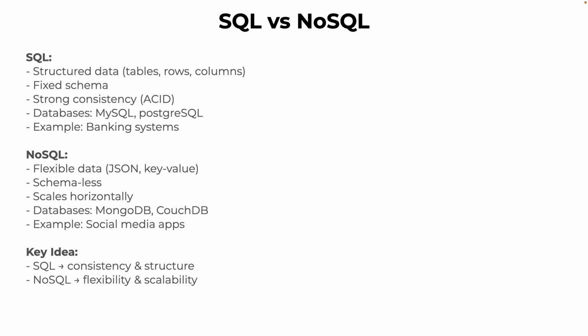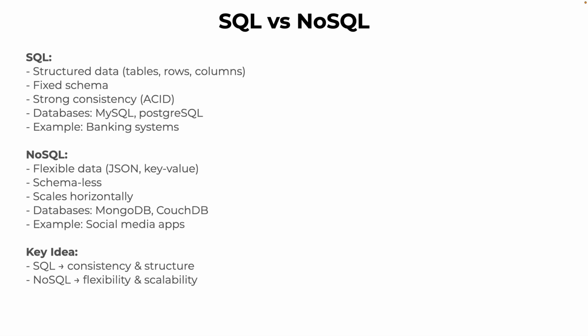It supports ACID properties. ACID, the full form of ACID is atomicity, consistency, isolation and durability. This is very important and is readily available in SQL. So we use that. And examples of databases using SQL are MySQL, Postgres, and many more. SQL is mostly used for banking systems where we need consistency.